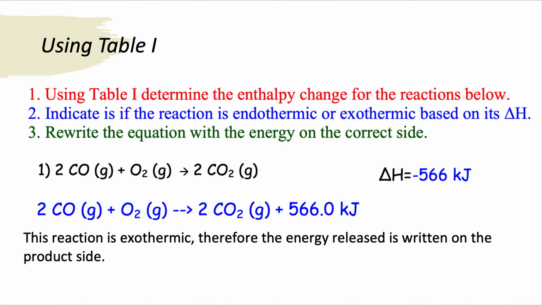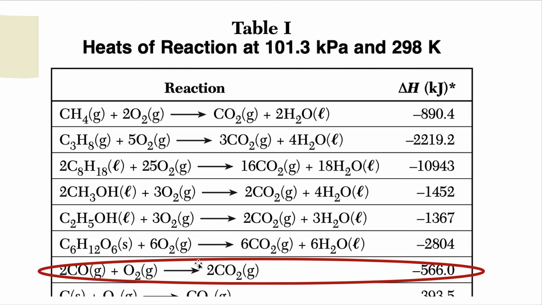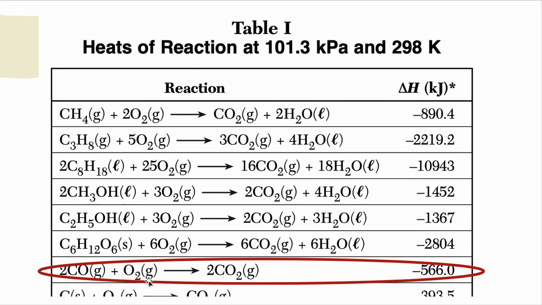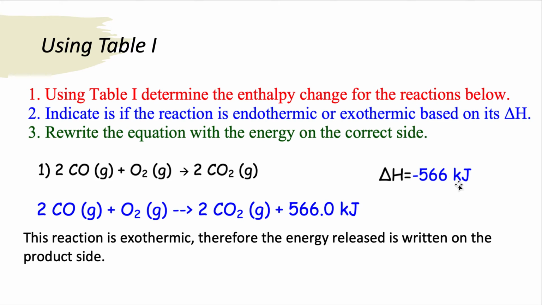Okay, so let's take a look at a practice question here. This one, the answer has already been given to us. It says, using Table I, determine the enthalpy change for the reaction below. When we go to Table I, carbon monoxide gives you carbon dioxide. That's a negative 566, so that's how we got this number here.